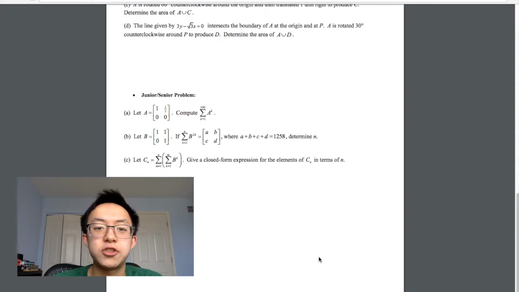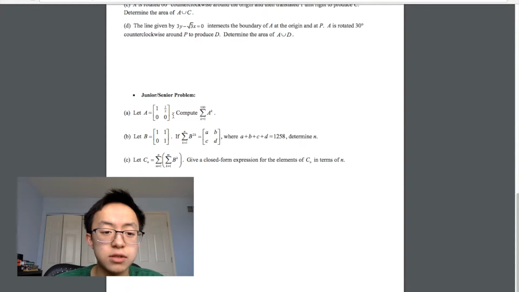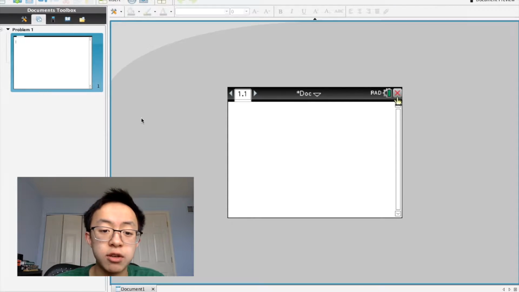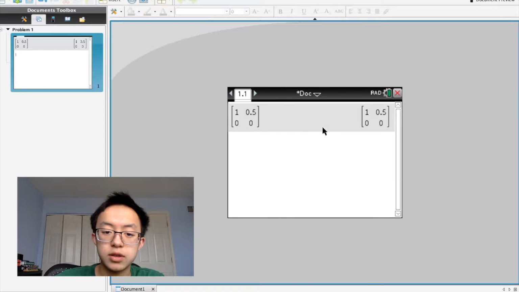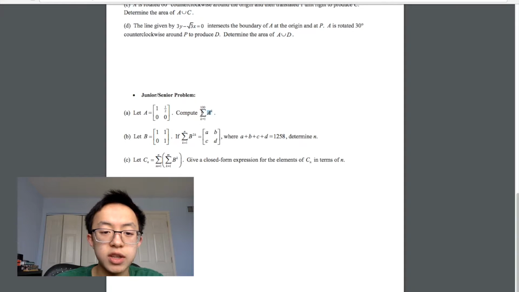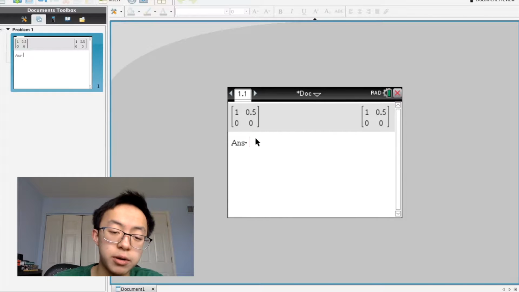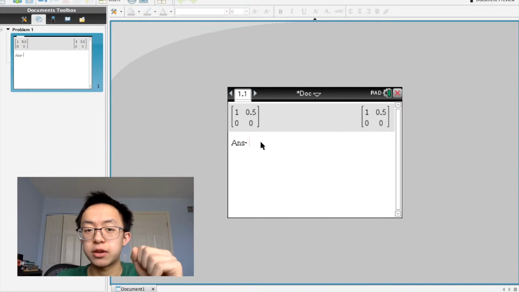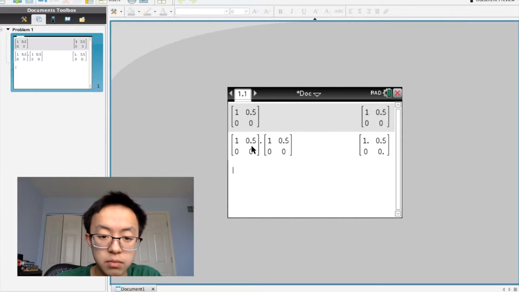The engine's broken! Oh, this seems like a simple matrix problem. I'm on it. Alright, so the first problem asks us to let A equal the matrix 1, 1/2, 0, 0, and to compute this sum. So this sum basically just means that the first term in our series is going to be this matrix raised to the first power, then this matrix raised to the second power, and we're going to keep adding those together.